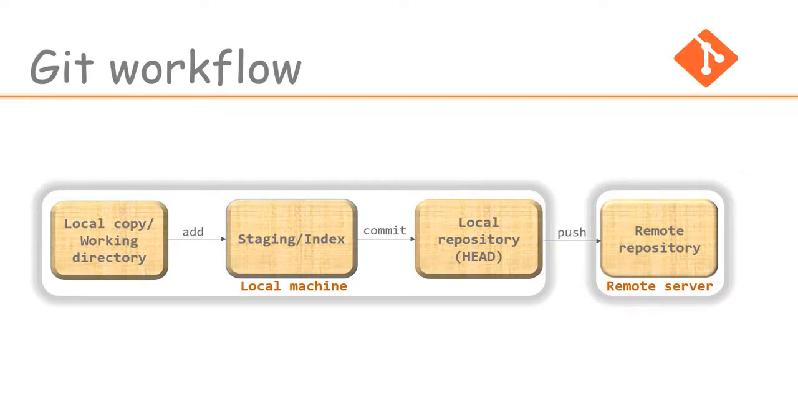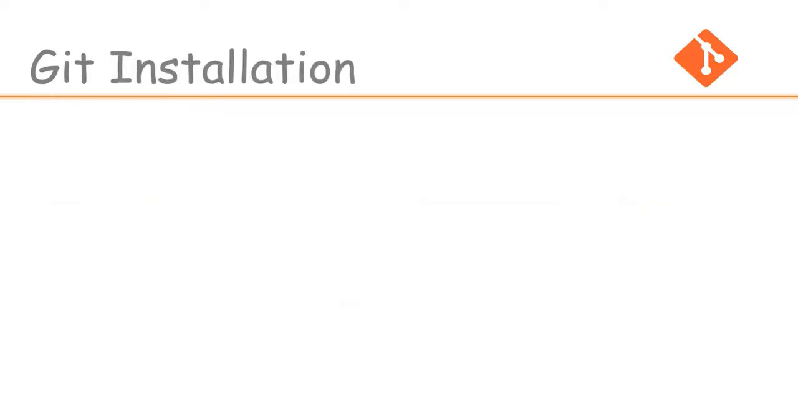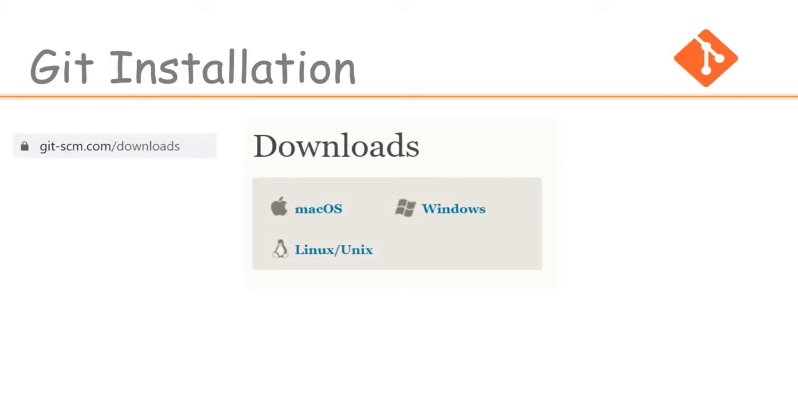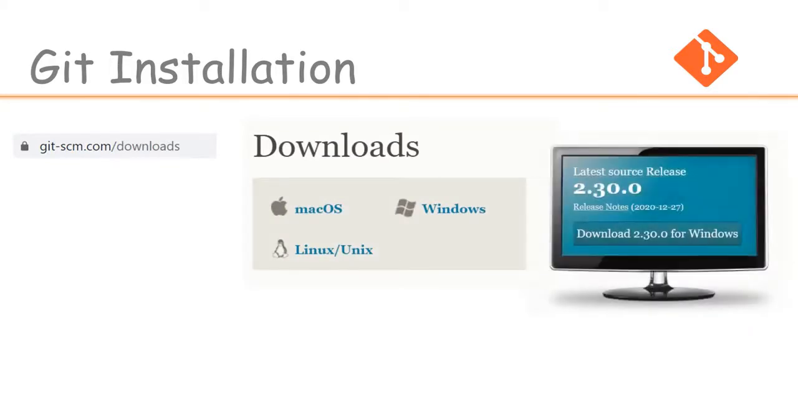Now let's see how you can install the Git client on your machine. To install the Git client, you have to go to gitscm.com/download, where you can see the download option for different operating systems, and you have to choose it as per your operating system. For Windows, you can just click on the download 2.30.0 for Windows, and it will download the exe file for you. You can install it by using all the default options.